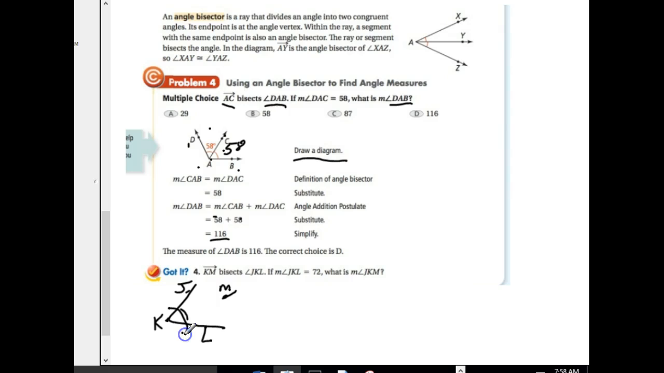Well, if this angle right here bisects it, then that means each one of those is going to be half. So JKM, which is this one right here, you're going to take 72 and divide that in half, because literally it's been bisected, and bi means half. So 72 divided by 2 is 36. So JKM ends up being 36 degrees. Hope this helped.